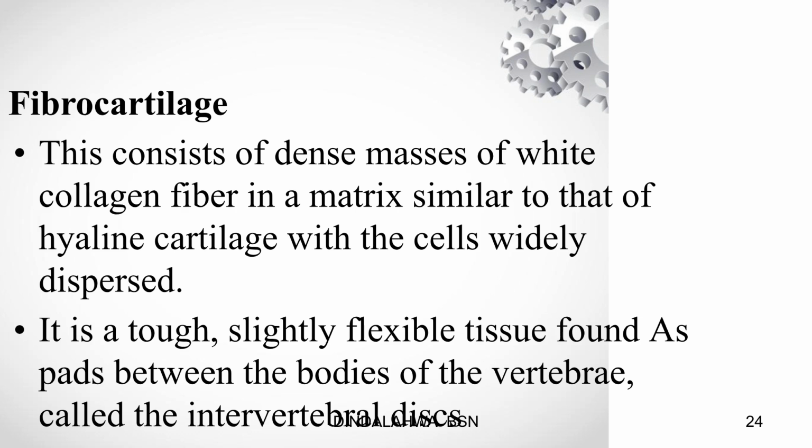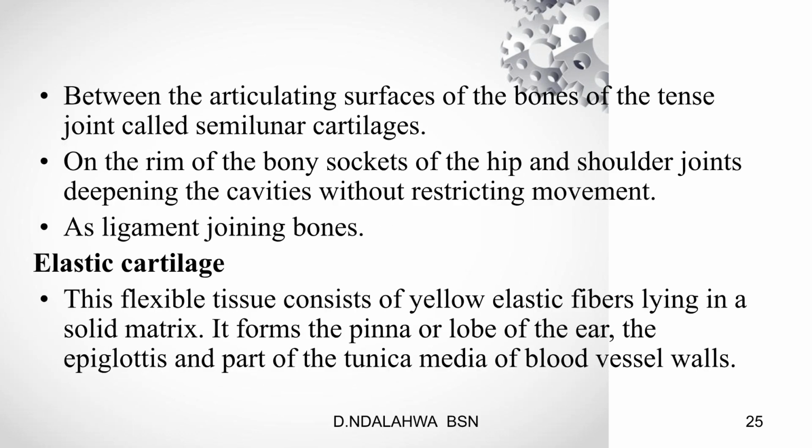Fibrocartilage consists of dense masses of white collagen fibers in a matrix similar to hyaline cartilage, with widely dispersed cells. This tough, slightly flexible tissue is found as intervertebral discs between the vertebrae. Fibrocartilage is also found as semilunar cartilages in the knee joint and on the rim of the hip and shoulder joints. Elastic cartilage is a flexible tissue with yellow elastic fibers in a solid matrix, forming the pinna of the ear, the epiglottis, and part of blood vessel walls.